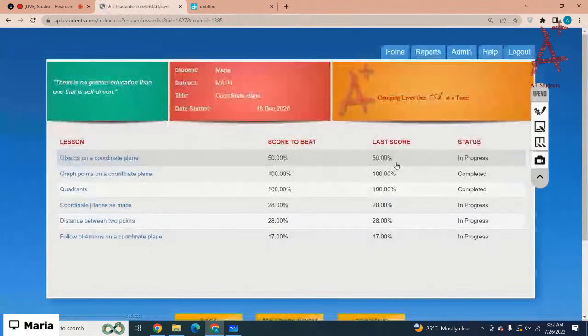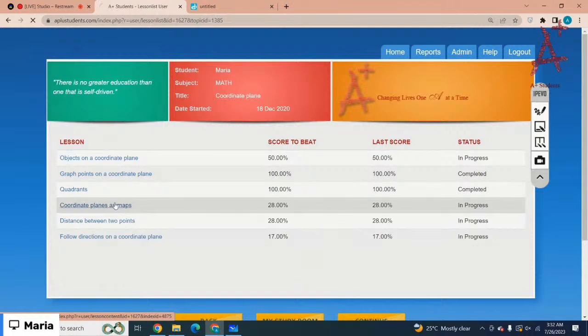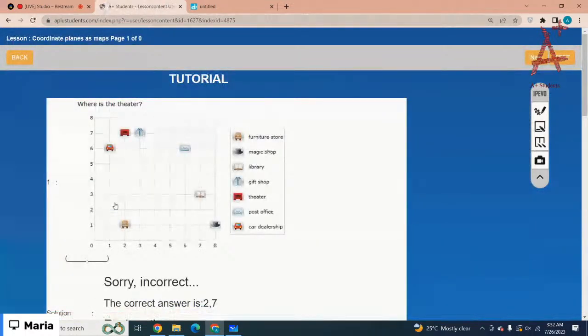The next lesson is coordinate planes as maps. So we're going to learn how to use the coordinate plane as a map, right? You are given a coordinate plane. Where is the theater? Which is the shape for the theater? For the theater, this is the shape. So here is the theater, right? You have to look for the coordinates. Just look at the x coordinate first. It would be on the 2 and 7. So that means the coordinate for the theater is 2 and 7.